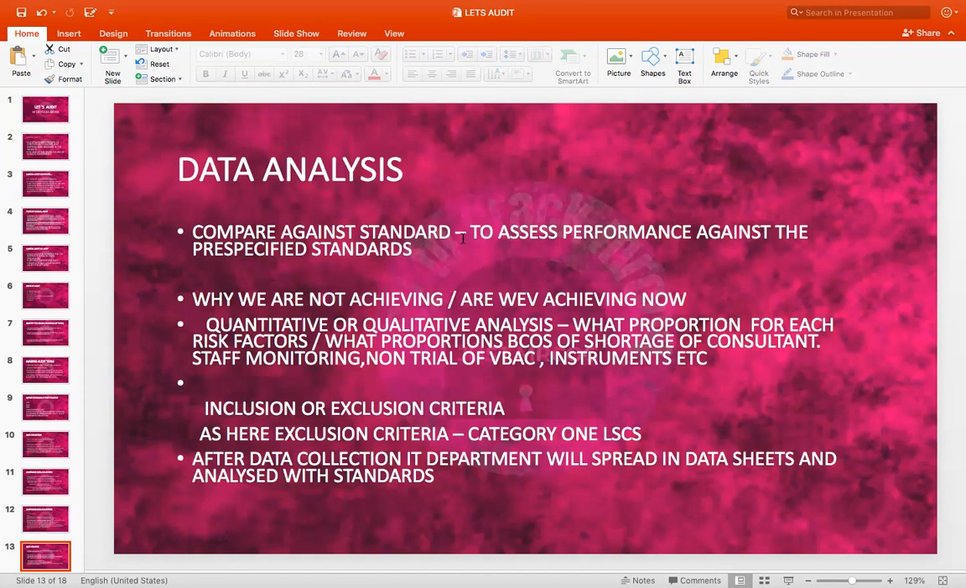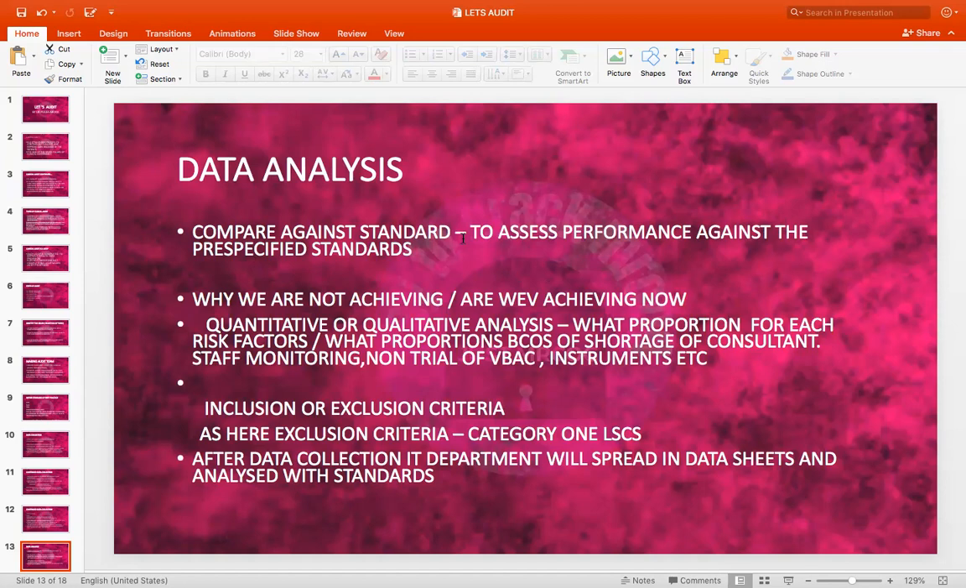Compare against standard, which is very simple. Whatever potato curry you have made, your mother-in-law is going to compare with her potato curry. So her potato curry is the standard and your potato curry is the analysis. So compare against standard.